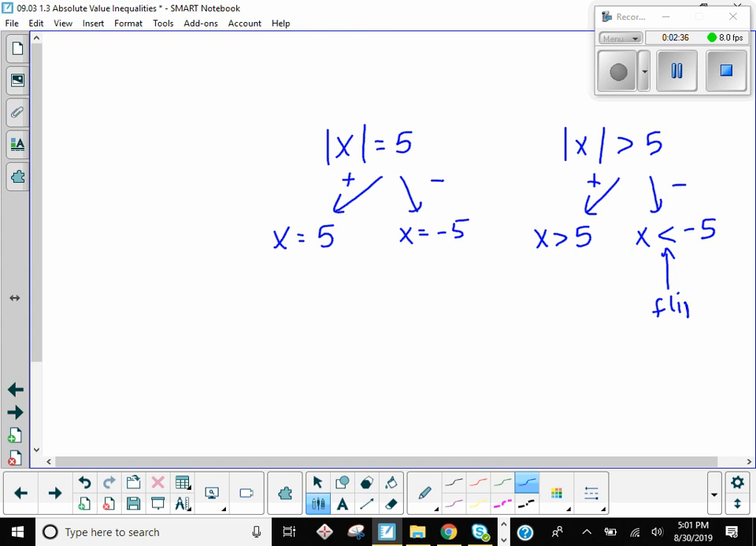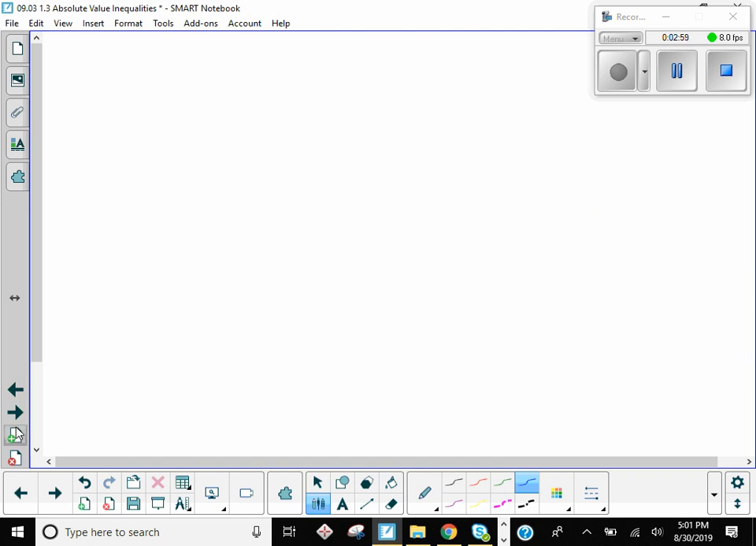Flip the symbol when you make the negative version. And then you solve, and there's some other stuff we're going to have to do. So this was just a basic intro. These are the abbreviated steps that I want you to write down on your notes page or on a piece of scratch paper or somewhere where you can reference it.